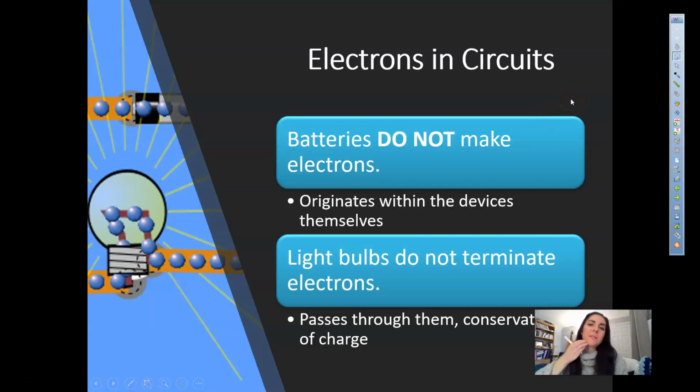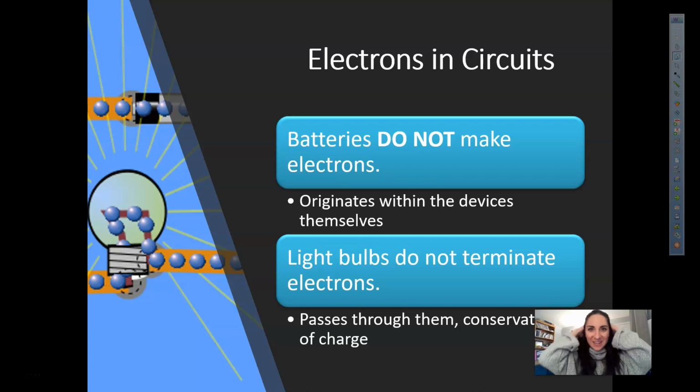So a couple other facts about circuits. Batteries don't make electrons. That's a very common misconception. I know that when I was first studying circuits, I thought that was true. In fact, I would have put true on that questionnaire because, I mean, what else do batteries do, right? But no, they don't make electrons. And just like I was talking about before, light bulbs don't get terminated. They don't get eaten up by the electrons.